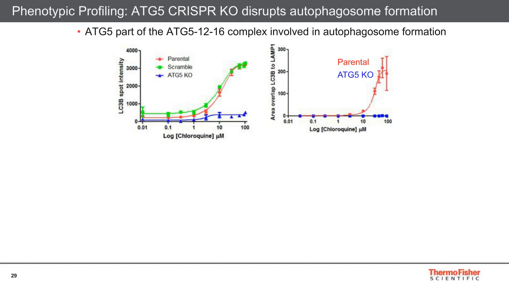Similarly, the next step after autophagosome formation is autolysosome formation, wherein the autophagosome integrates with lysosomes, and one of the lysosomal markers is LAMP1. You can see on the y-axis LC3B and LAMP1 co-localization is plotted. In the parental, you see good co-localization of LC3B and LAMP1 as shown by the red line. And in ATG5 knockout, you do not see this co-localization, indicating the autophagosomes do not merge with the lysosomes.